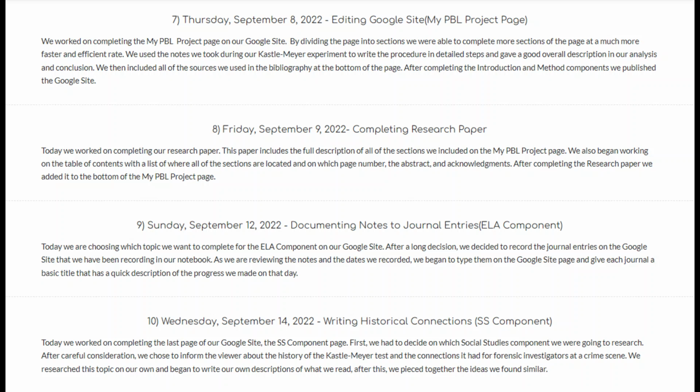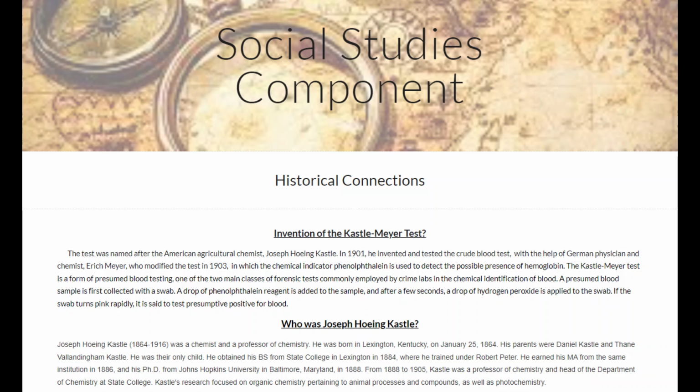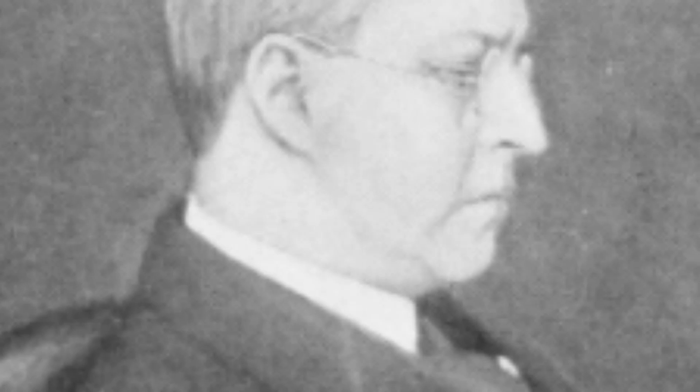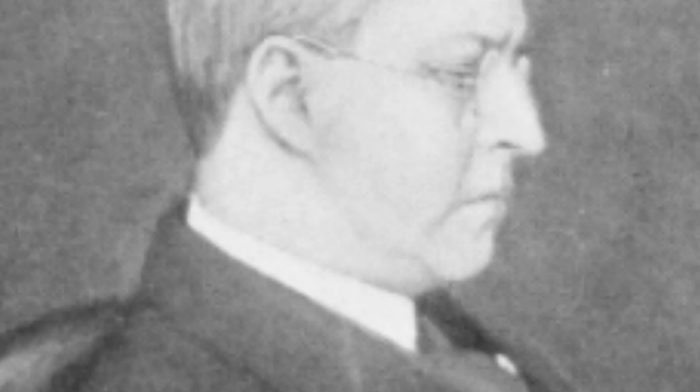For our social studies component, we described the historical background and connections the Kastle Meyer test had on forensic blood analysis. The test was named after Joseph Hoeing Kastle, an American agricultural chemist, who invented and tested the crude blood test with the assistance of German physician and chemist Erich Meyer.